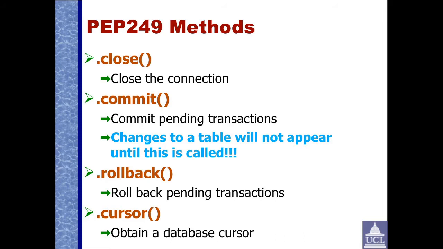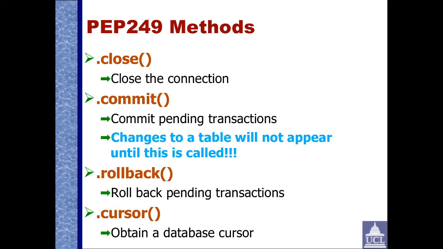So PEP249 really enforces transactions throughout, and you need to call this commit method in order to make changes to a table. Rollback is used for rolling back a pending transaction. So if you know that you're partway through a transaction and something has gone wrong, you can call the rollback method to make sure that the state is exactly as it was beforehand.